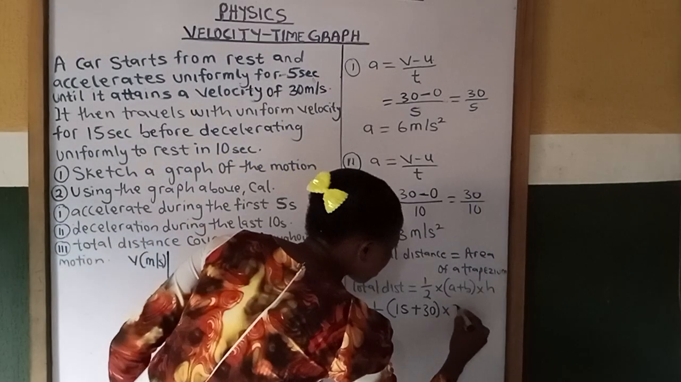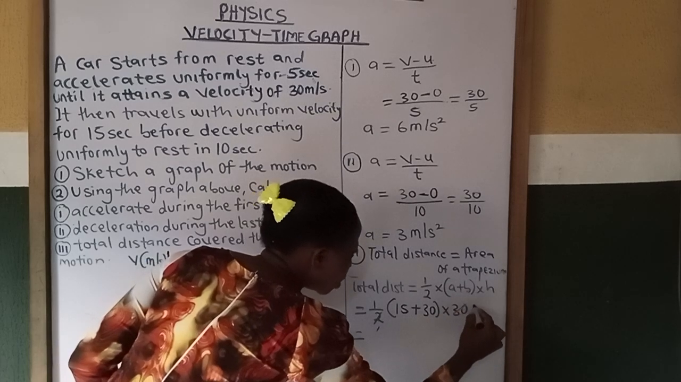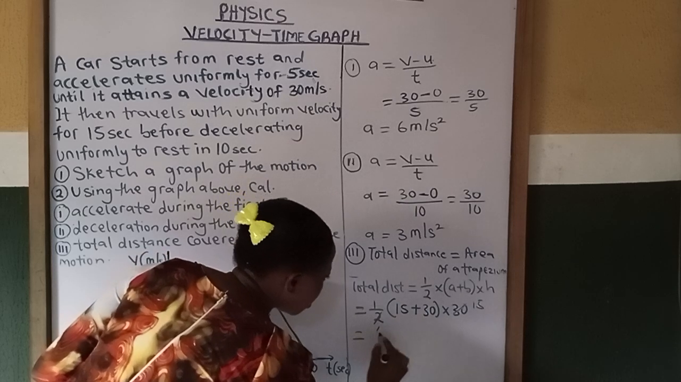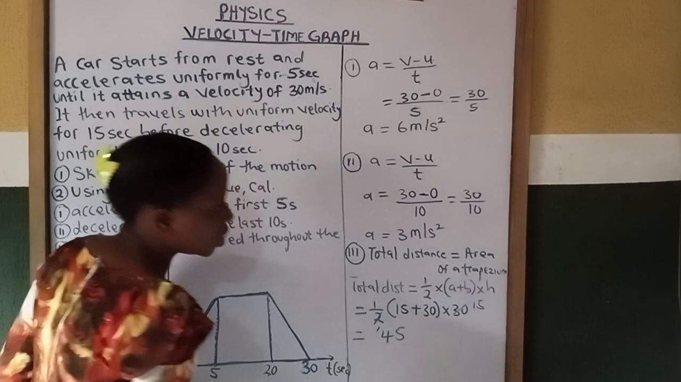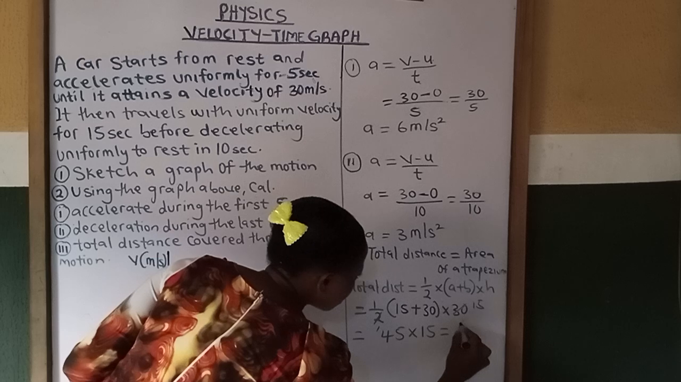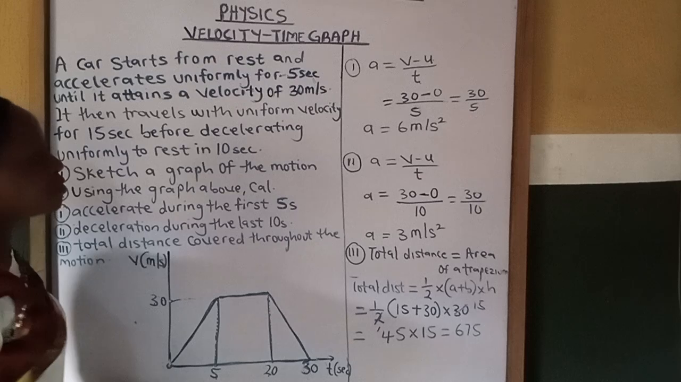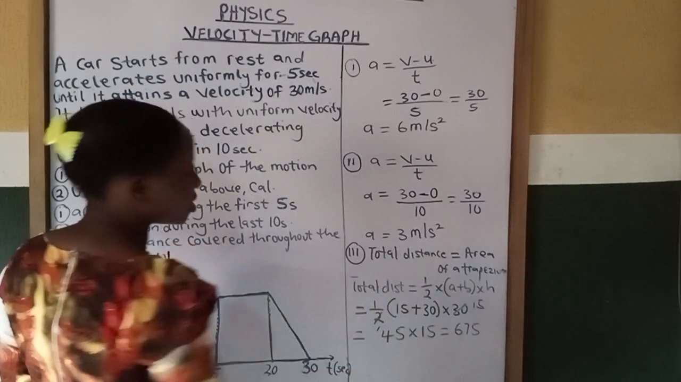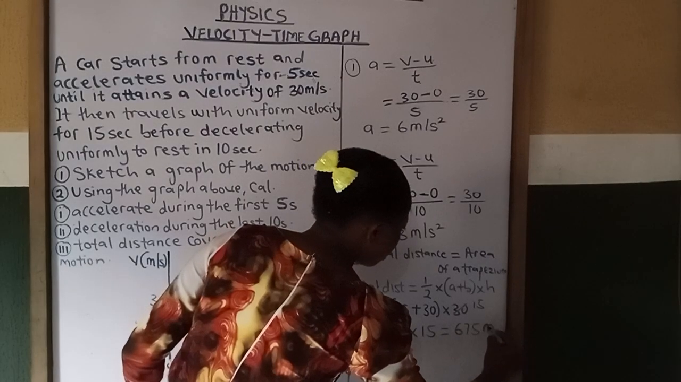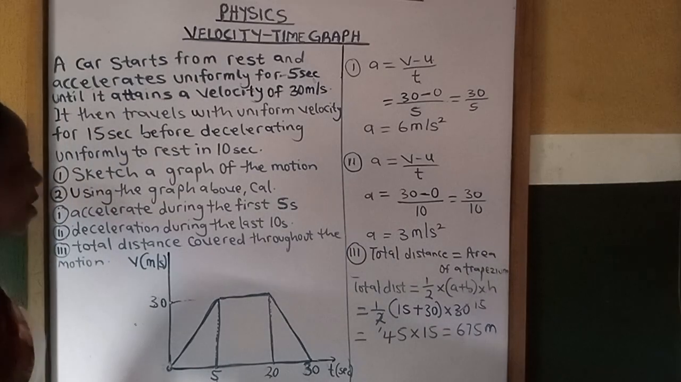So multiply by 30. 1/2 in 30 will give us 15. So 15 plus 30 will give us 45. So 45 times 15 will give us 675. So 675 what? We are looking for total distance, so it will be in meters. So the total distance is equal to 675 meters.